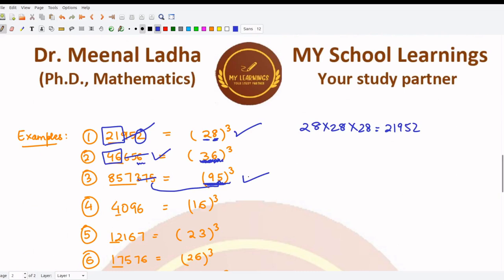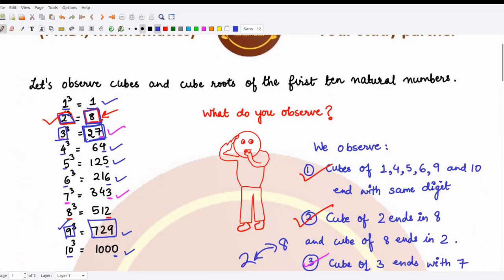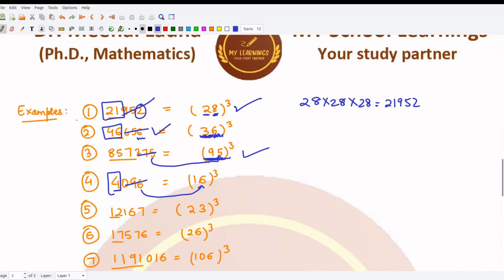As simple as that. 4096, 6, in place of 6 you take 6, strike off the last 3 digits, you are left with 4. The smaller number, which is a perfect cube than 4, is 1. So you take 1 as the number. So in this case, the answer is 16, right? In a similar manner, you can calculate all the digits.